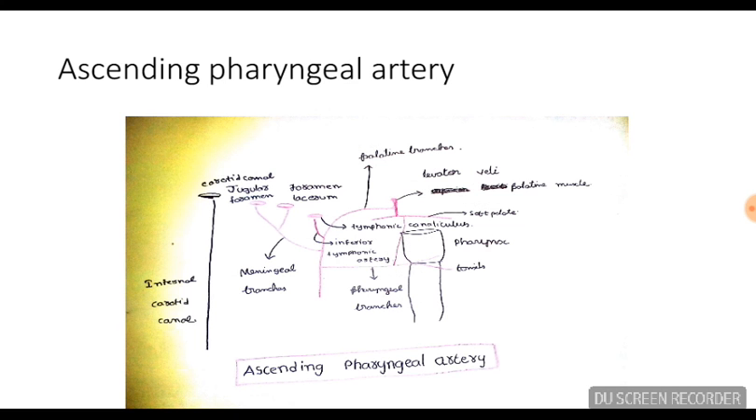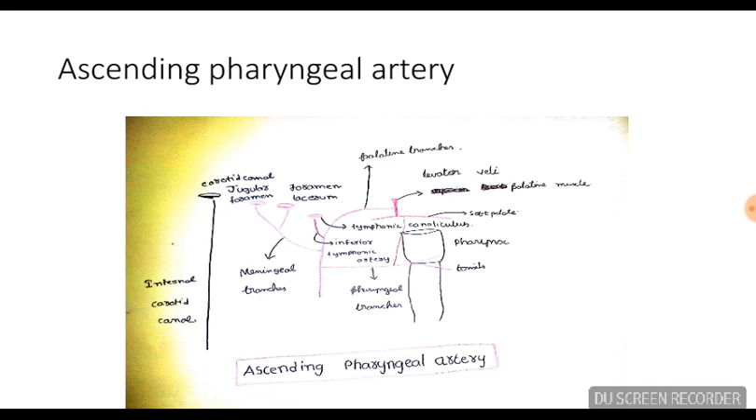Ascending pharyngeal artery. This artery is a branch of the external carotid artery. It is present between the internal carotid artery and the pharynx. The pharyngeal artery has the following branches. They are the pharyngeal branch, the meningeal branch, palatine branch, and the inferior tympanic branch.